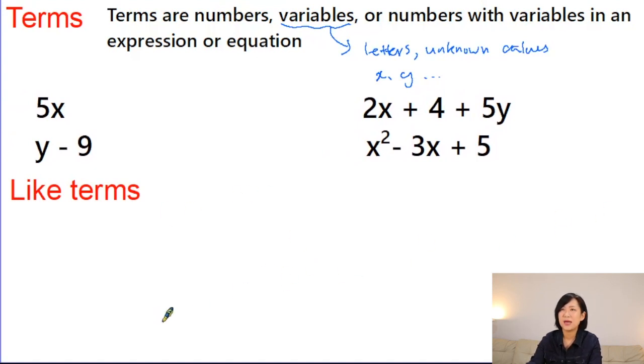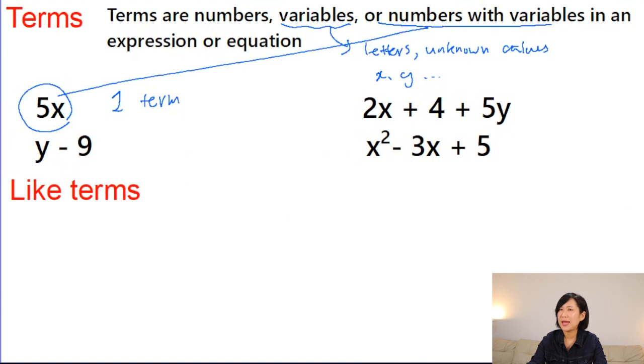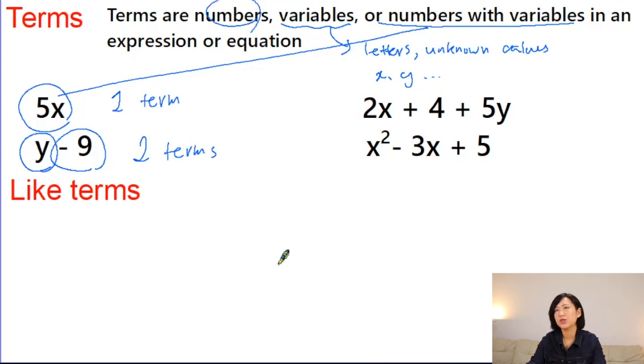So I've got a 5x. 5x means 5 times x. So it has got only 1 term because as you can see it has got number 5 with a variable x. So number with a variable, it has got 1 term. How about y minus 9? How many terms can you see? Yes, right, it has got 2 terms with a letter, 1 variable, and 1 number. So it has got 2 terms.